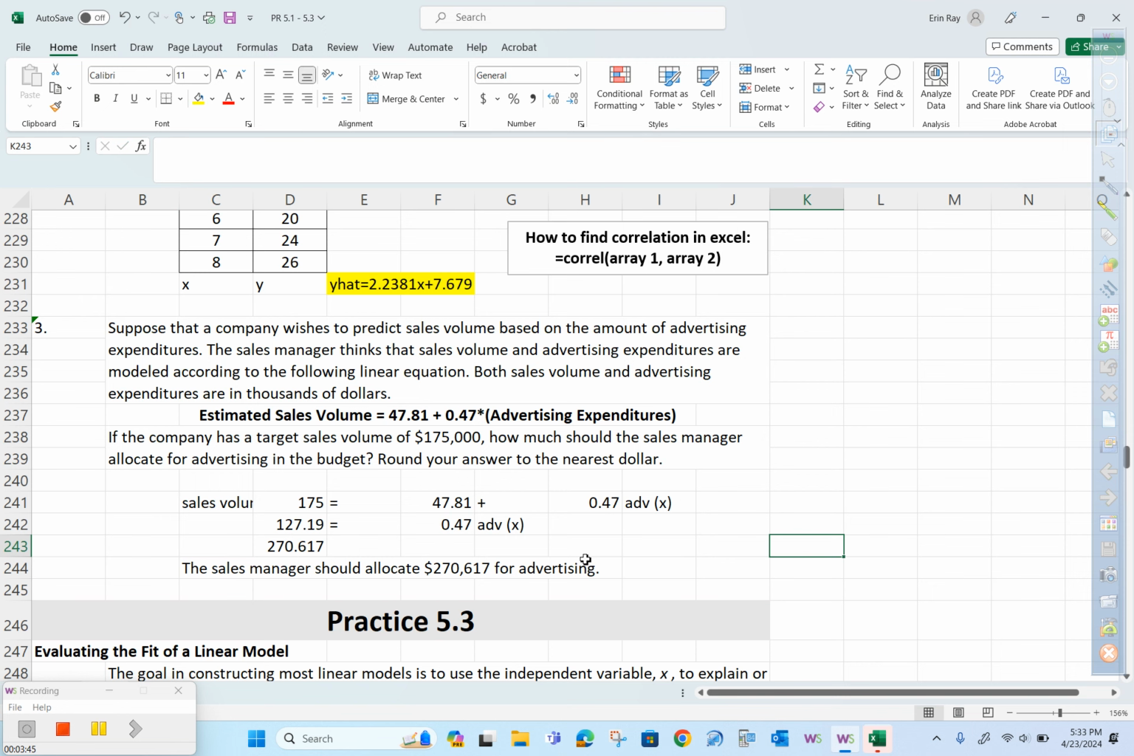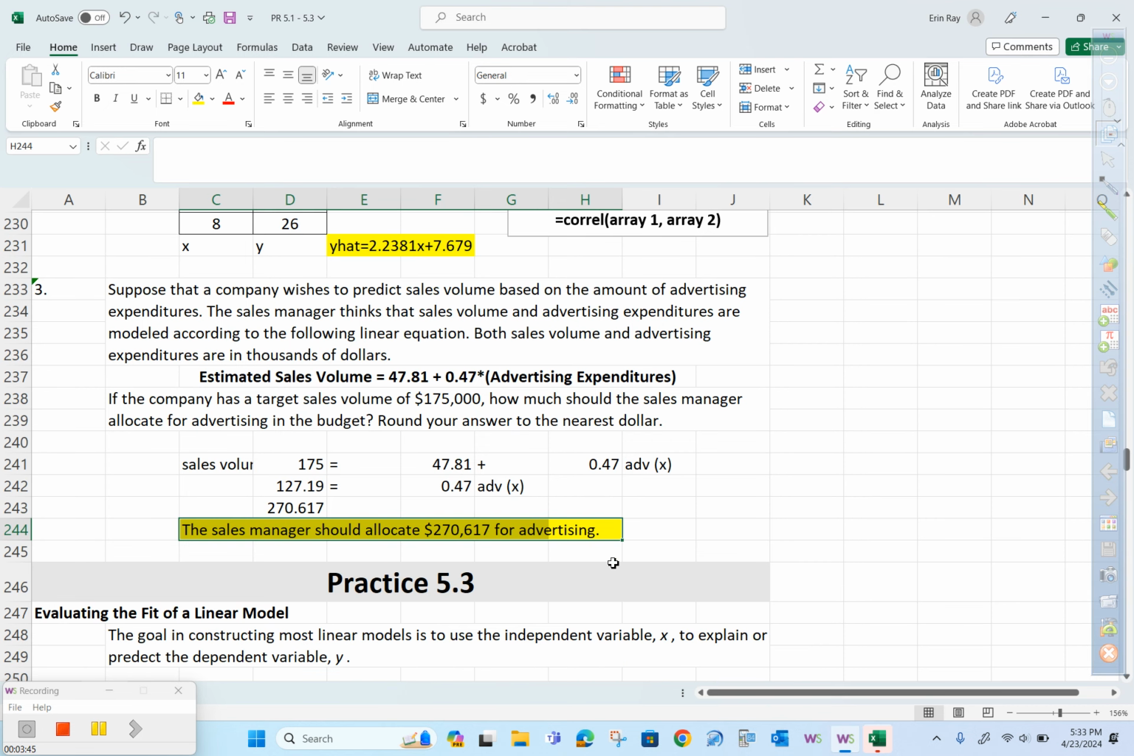And that's it for that one. I may also give you a situation where I give you the advertising expenses, and that would be easier because then you just plug it in here. Then use Excel to find those values using cell select.